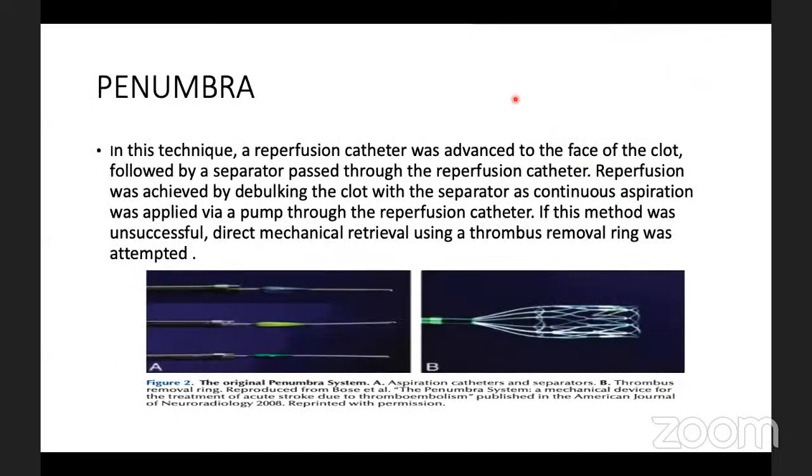Second came the Penumbra system, in 2008. This is the aspiration catheter, and this is the separator. How does it work? The aspiration catheter is taken as near to the clot as possible, and then the separator comes out from the aspiration catheter and macerates the clot. When the clot is macerated enough, the separator goes inside and the clot is sucked in through this aspiration catheter. If repeated aspiration fails, then a stent retriever is deployed and the clot is retrieved through the stent retriever. So this is the Penumbra technique.